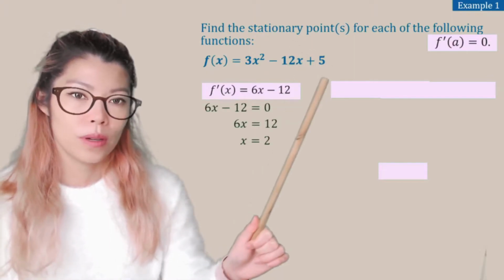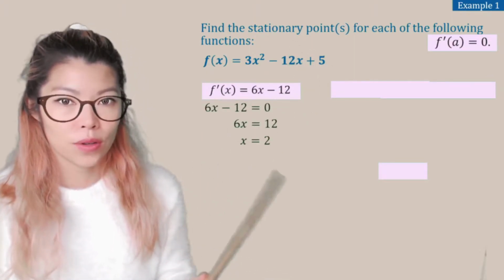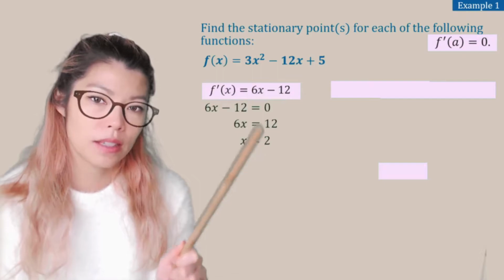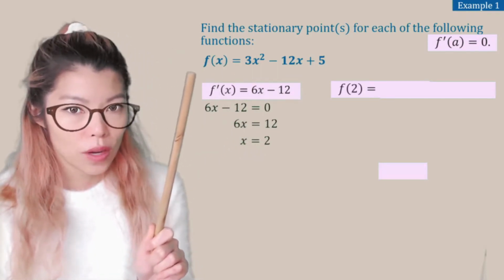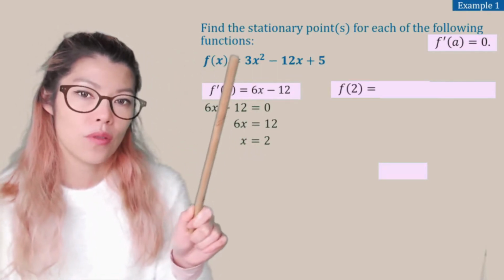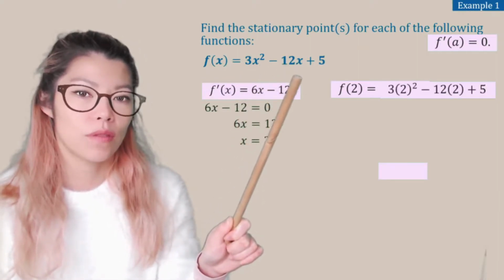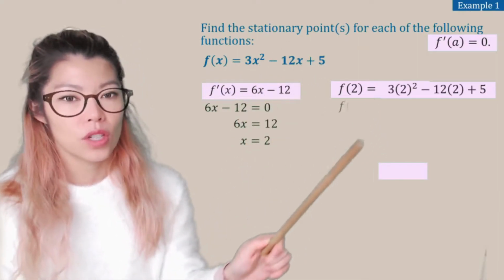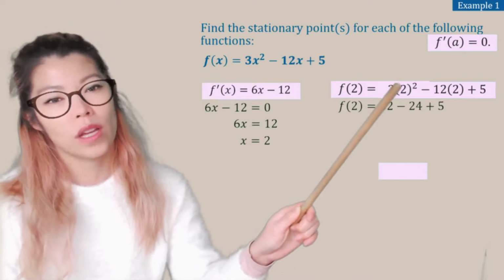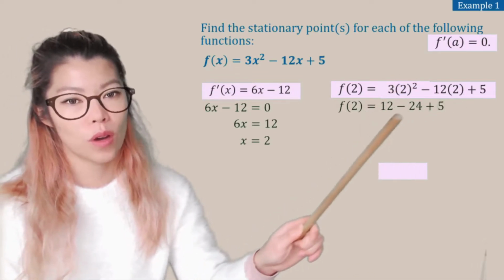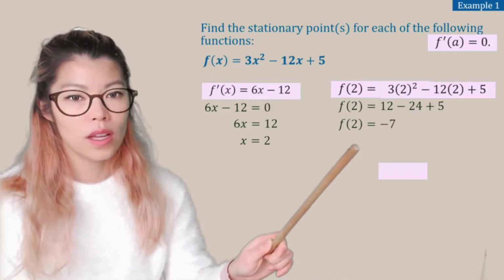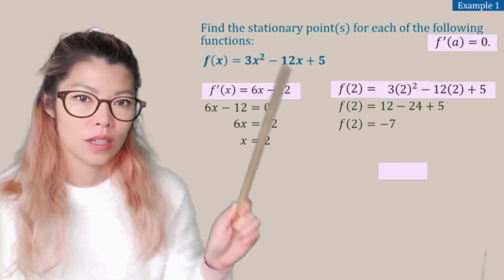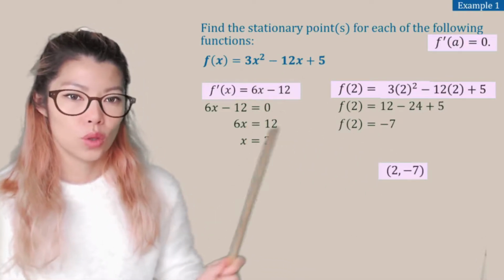Now stationary point means we have to find the y coordinate. To find the y coordinate, we sub x into which one? The original equation. So 3 times 2 squared minus 12 times 2 plus 5, which is 2 squared is 4 times 3 is 12. 12 times 2 is 24. So we have minus 7. So the stationary point is (2, -7).